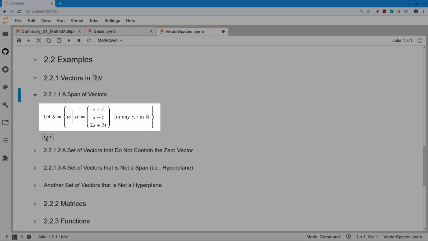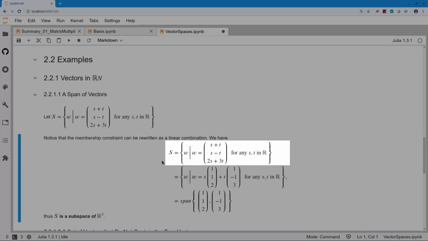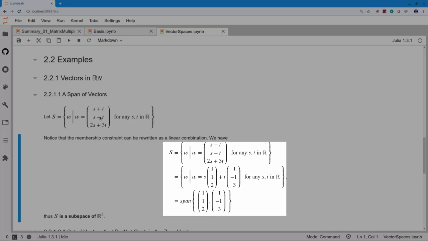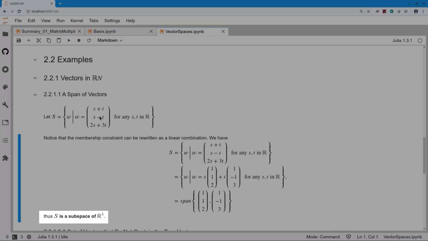Can we write it as a span? Well, let's see. Here, I can notice that I can split this vector into two, into a piece that contains S and a piece that contains T, a column view. So I can rewrite this as W is equal to S times the vector 1, 1, 2, plus T times the vector 1, minus 1, 3, for all S and T. But that's the definition of a span. So yes, S is the span of the vector that multiplies S and the vector that multiplies T, and therefore S is a subspace of R3.